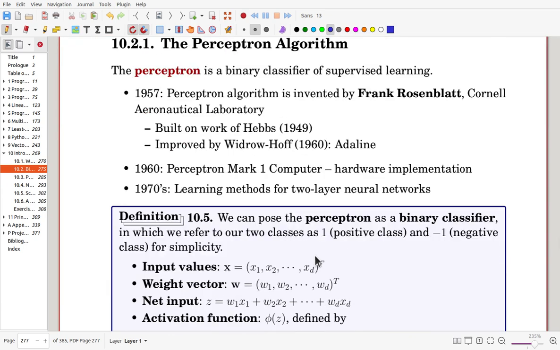Let's go to the Perceptron algorithm. The Perceptron is a binary classifier of supervised learning. It began in 1957 at the Cornell Aeronautical Laboratory, and later on it was refined, and even implemented as hardware. That means that once input came, it immediately went through a filter, and output came out immediately.